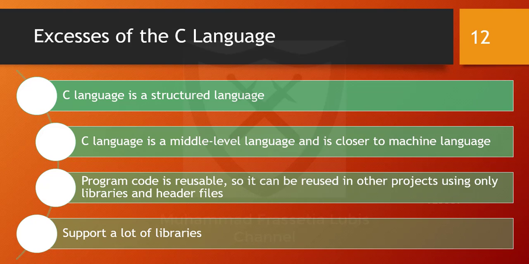Seventh, C language is a middle-level language and is closer to machine language. Eighth, program code is reusable, so it can be reused in other projects using only libraries and header files. Ninth, C++ can create high-quality graphics processor applications.